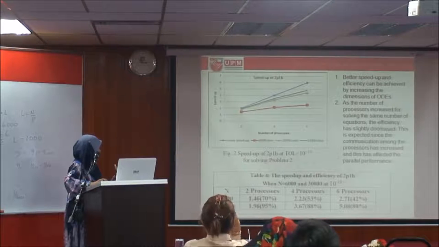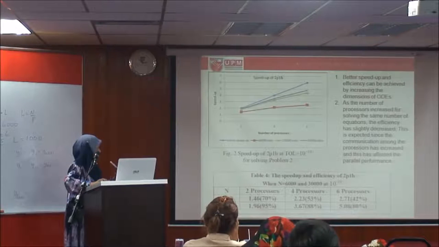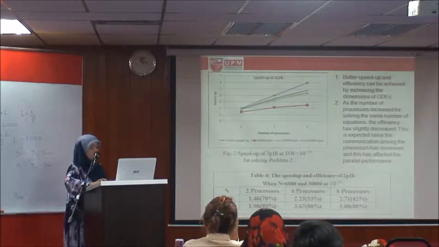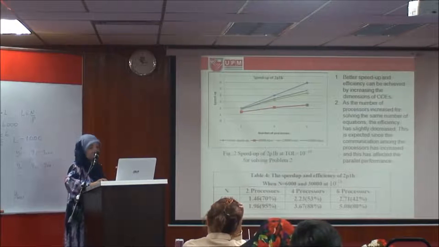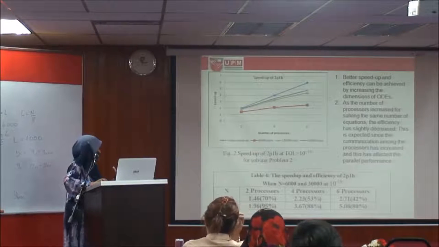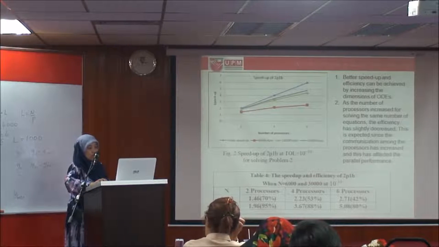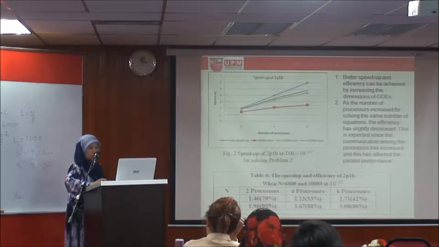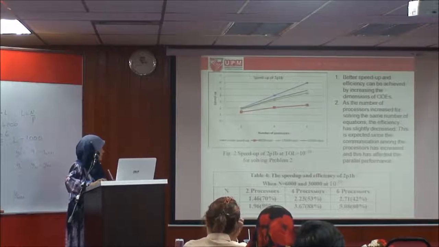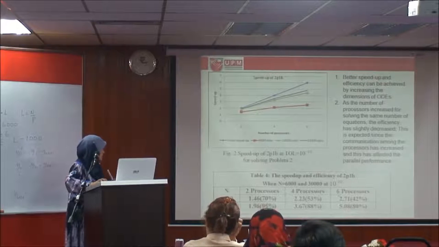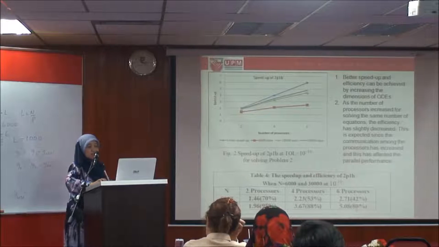If we have two processors, the ideal speed up is 2. If 4 processors, the ideal speed up is 4. If it's 6 processors, the ideal speed up is 6. As you can see here, the one that has a very large system of ODE will give us a very good efficiency. For the 6 processor, 30,000, we can have efficiency 80,000.